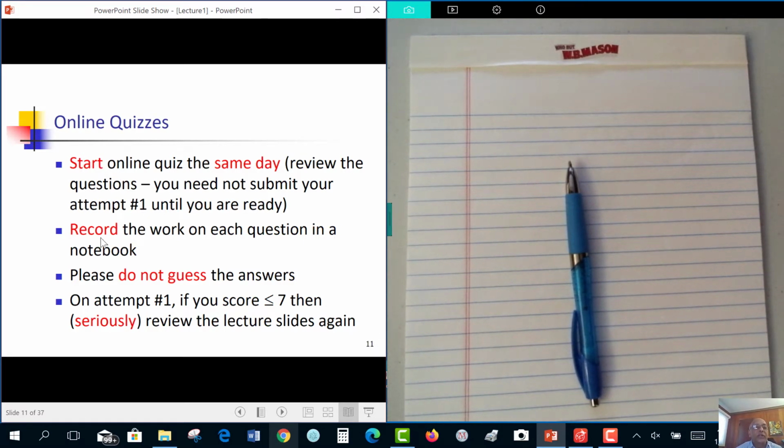As you start working on the questions, record your work in a notebook so you can go back and see if you could have made a mistake. Please do not guess the answers. If you really think you understood the material, you should score 10 out of 10 without any problem. But let's say on attempt number 1, you score less than or equal to 7, then seriously, I think you really need to review the lecture slides again, if not the video entirely.